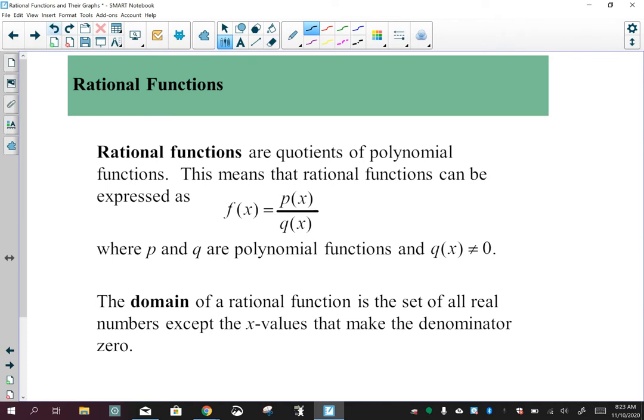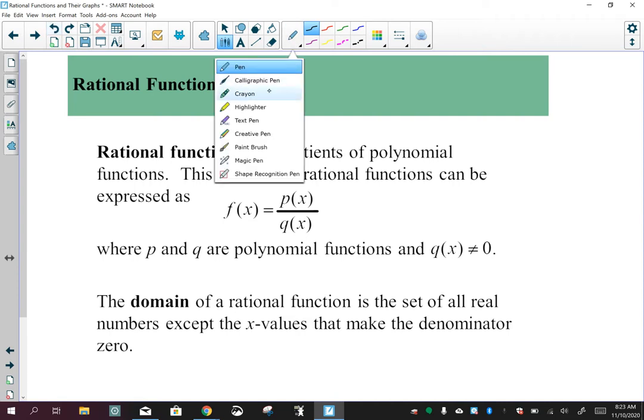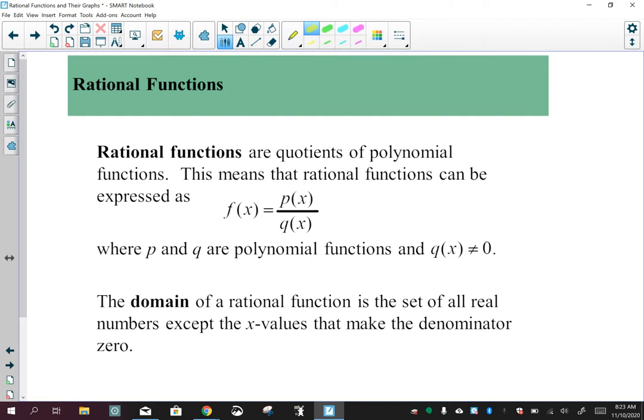So what we want to do when we talk about rational functions is take a look at P of x, and take a look at Q of x, but the main thing for Q of x, especially when we talk about domain, is that Q of x can never equal 0. So if you have things in there that make that denominator ever equal 0, when we're talking about domain, we're going to have to exclude those values, okay?